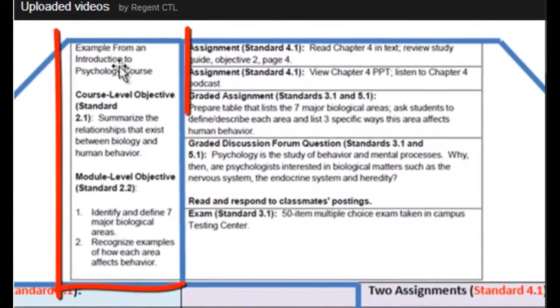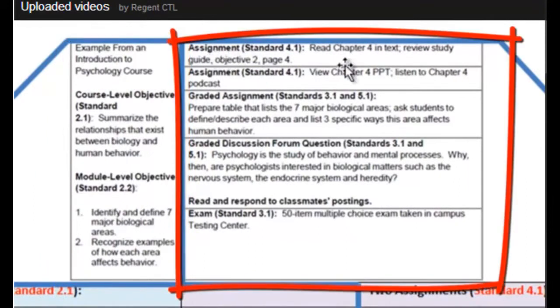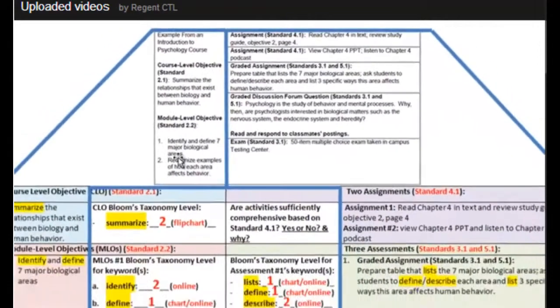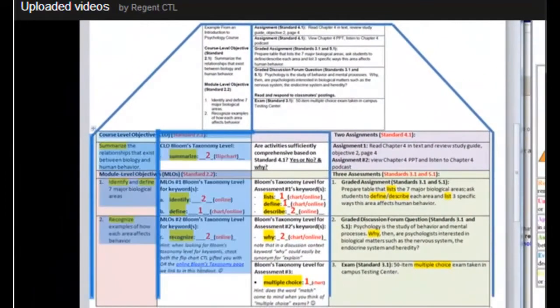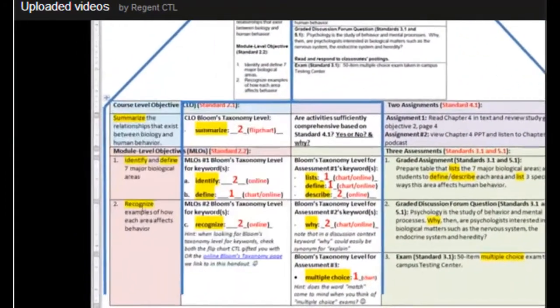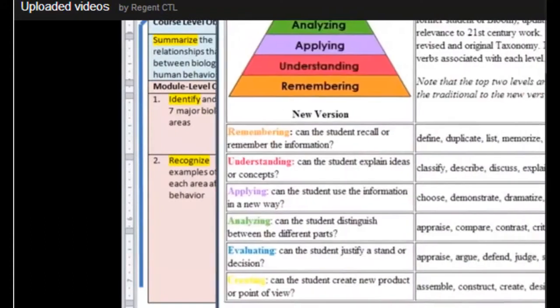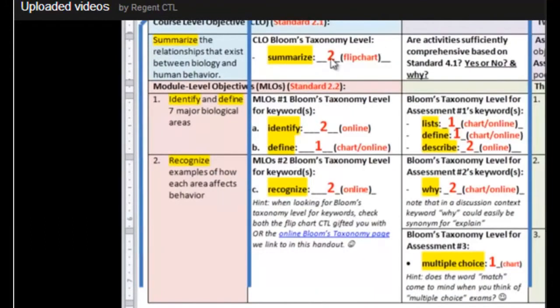On the left we have course level and the module level objectives, and on the right we have the activities you're asking the students to go through and the graded assessments that you're going to be giving them. So we've taken this left side of the course and module level objectives and we have put them over on this side. And you can see that I've highlighted the keywords for the learning objectives. Then what you do is you use either the flip chart or the online website, this one here, to label what level of Bloom's taxonomy these keywords would land in.